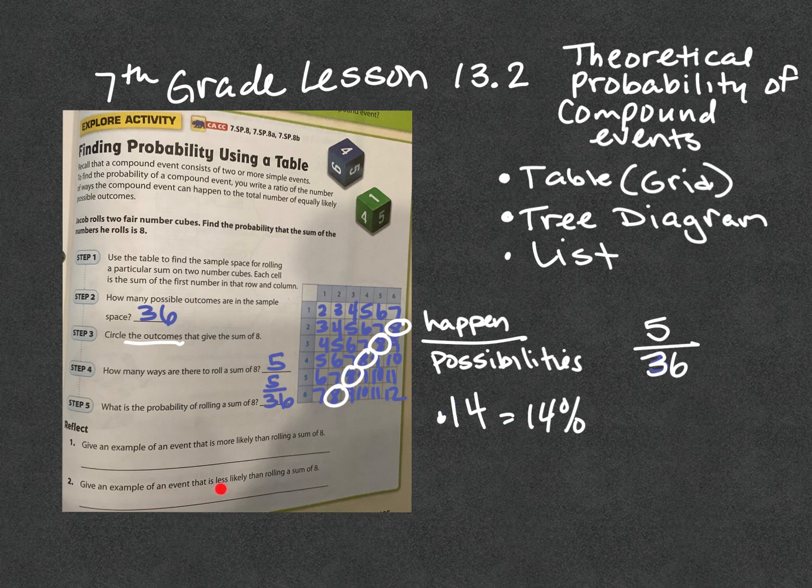Give an example of an event that is less likely than rolling the sum of 8. Well, 7 is more, so that's not less, not that one. And 6 is equal amount. Other than that, you're good. 2, 3, 4, 5, 9, 10, 11, 12 are all going to be less likelihood. Hopefully that made sense of how I got those numbers. There's just less of them. So less of them means less likely. More of them, like the 7, more likely.